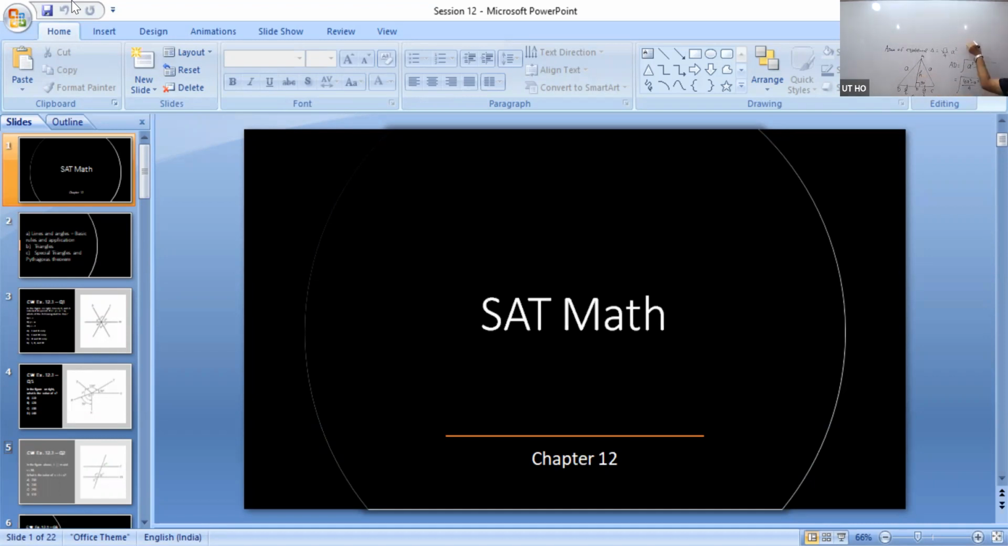So what will be the area? Area will be equal to half into base. Base is A and height is root 3 A by 2. So it will become root 3 by 2 into 2, 4 A into A. So this is the one: root 3 by 4 A square is here.